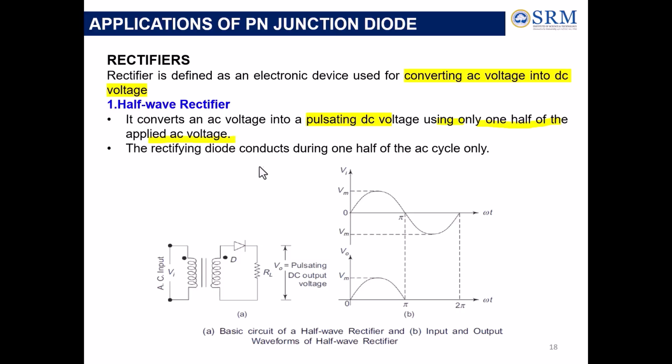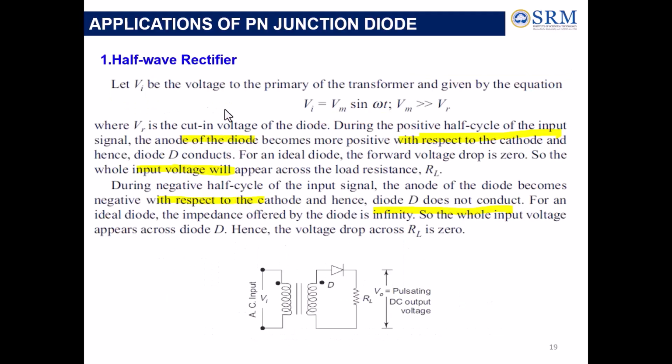Here it converts AC voltage, the input AC, to pulsating DC using one half of the applied AC voltage. So the rectifying diode, here we use one diode. It will conduct during one half of the AC cycle only. As you can see here, VA is the input to the primary of the transformer. The AC supply is given to the transformer, so it is stepped down to a voltage that the diode can withstand.